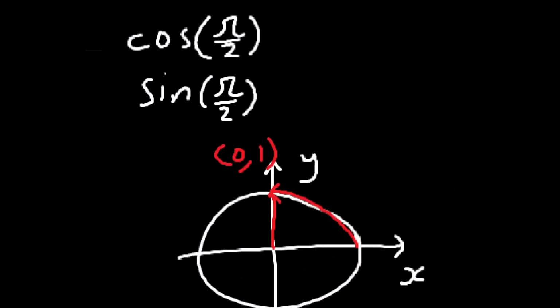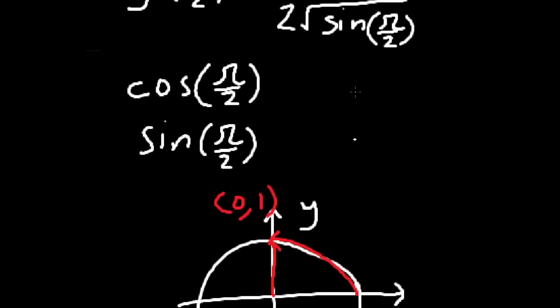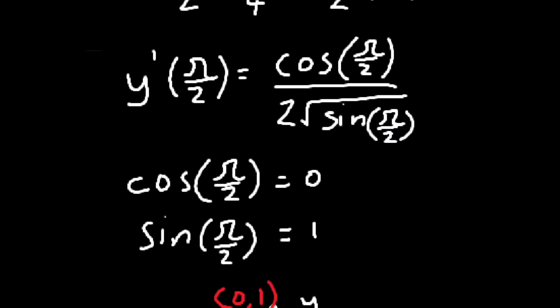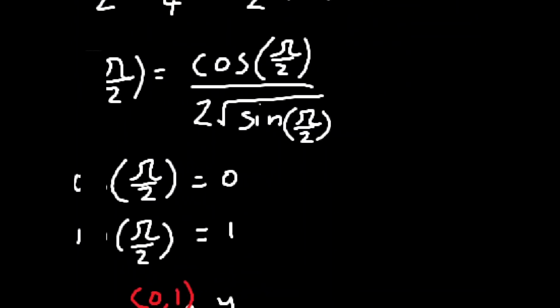So for cos, it's going to be equal to 0. And for sine, it's going to be equal to 1. Okay? And so hopefully that makes it a lot easier. Let's substitute those values in. All of that becomes 0. All of that becomes 1.